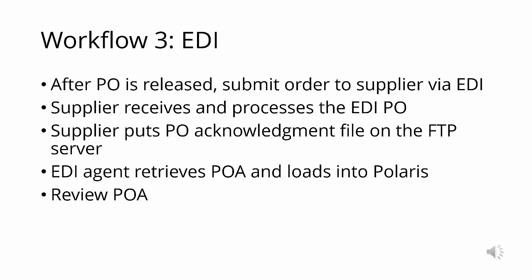There is an additional step to completing EDI orders. Once the PO is released in Polaris, staff need to submit the order to the supplier via EDI. When submitted, the supplier receives the EDI PO and processes it. The supplier then puts a purchase order acknowledgement file, or POA, on the FTP server. The Polaris EDI agent retrieves the POA and loads it into Polaris. Staff can then review the POA to confirm that the purchase order was submitted correctly.